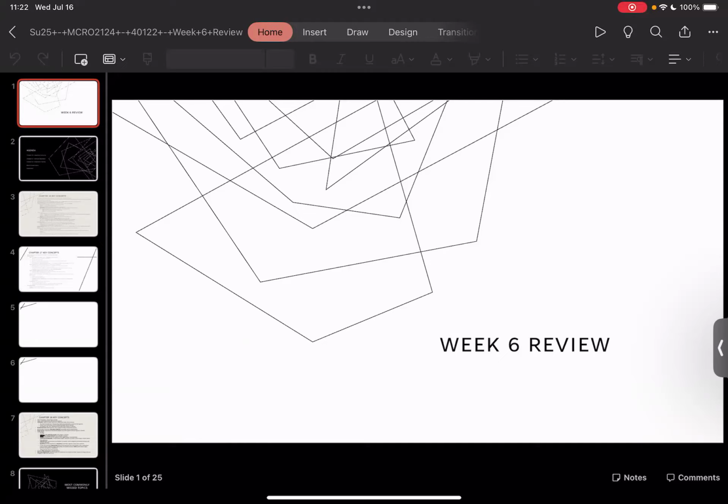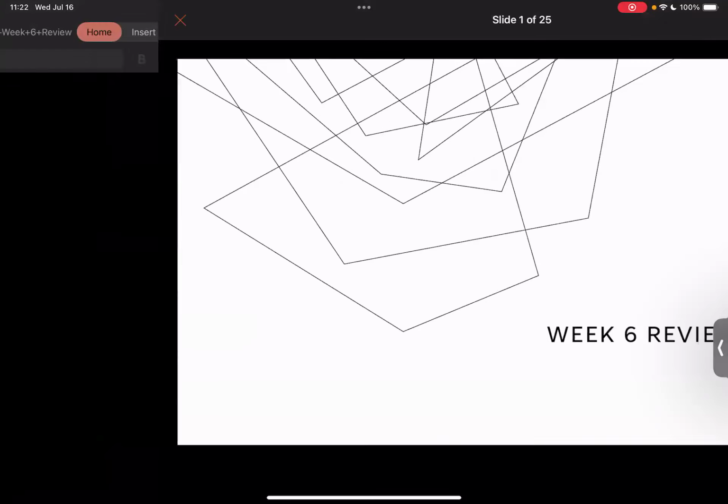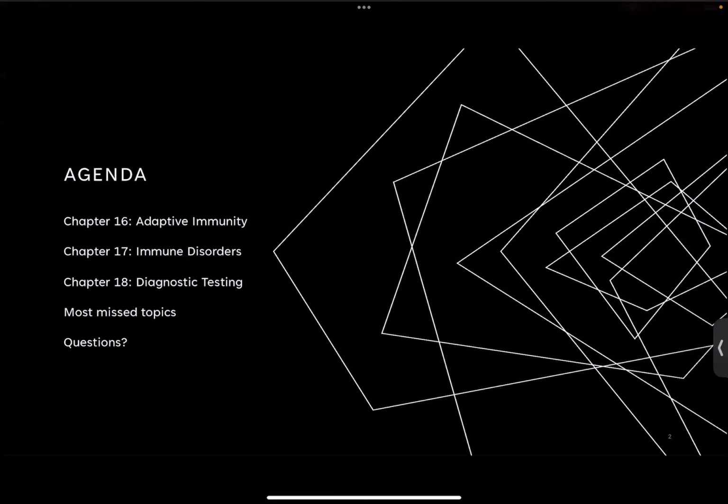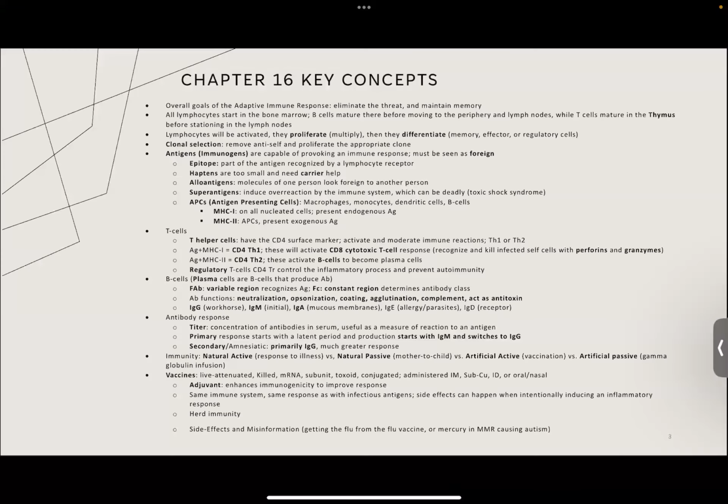Week 6. So we're going to be doing chapter 16, which is where I'm going to spend the most time, quite obviously. And then chapter 17 and 18. Chapter 17 deals with our disorders of the immune system. We can't really understand that and what the implications are without understanding our immune system. So that's why chapter 16 is going to be so key. And then chapter 18, I feel like it's pretty straightforward. It's not too difficult for most people, but it's our diagnostic testing. And it's more about categorizing our diagnostic tests.